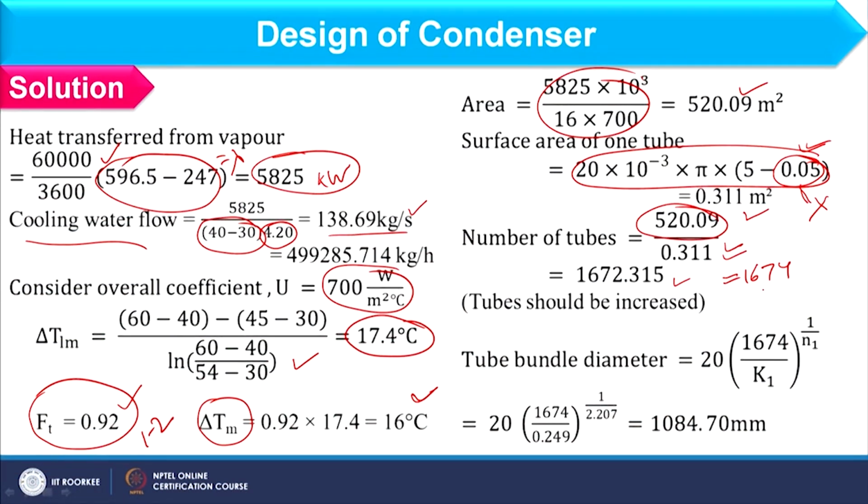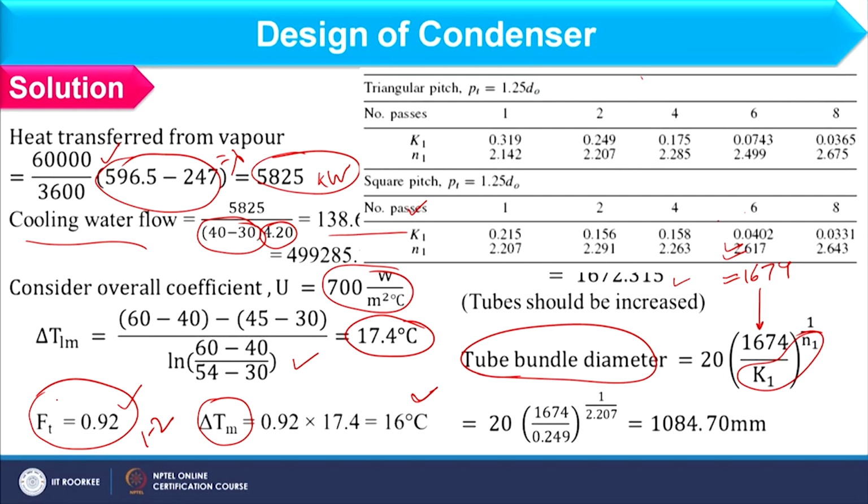Next we have to find out the bundle diameter, and you can use this number of tubes to find out the tube bundle diameter. The expression is given to you: that should be equal to d naught times (Nt by K1) to the power 1 by n1. This is basically corresponding to the 1-2 pass. So, from this table you can find that we have triangular pitch, and the number of passes is 2. So, these are the values of K1 and n1 as you can see here. Considering these we can find the bundle diameter as 1084.7.